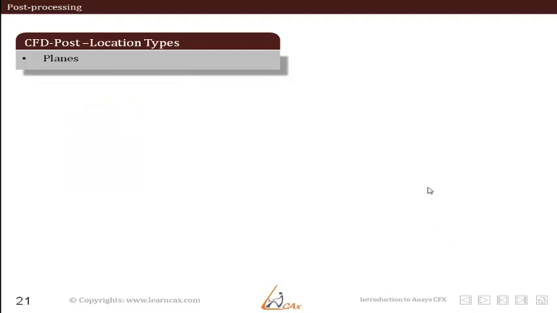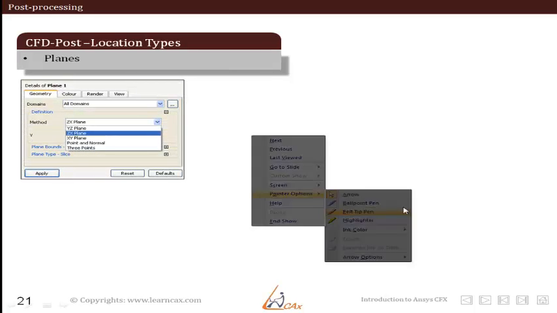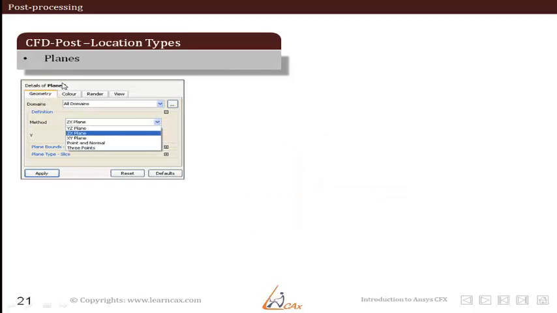Let us see how to create location types, that is planes. First, let us see how to create different location types. First, we will take the entity planes. For planes, when you click on the icon of planes, this particular details of planes panel or dialog box opens up.